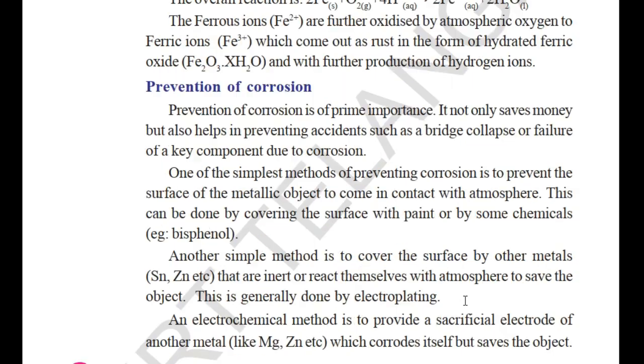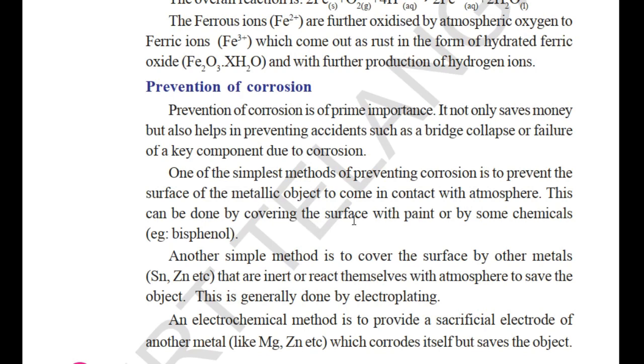Now he may ask you what the preventions of corrosion are. Prevention of corrosion is very important, because we have to save money, and it is also important to prevent accidents, such as bridges made of iron collapsing. So how can you prevent it? First, metallic objects should not be in contact with the atmosphere. This is the first process.